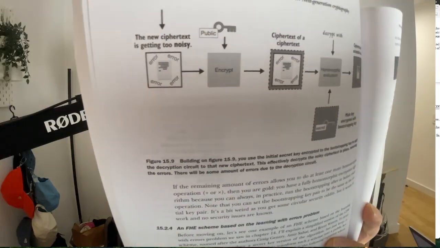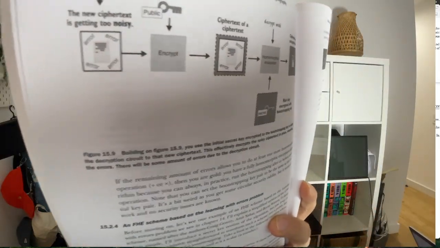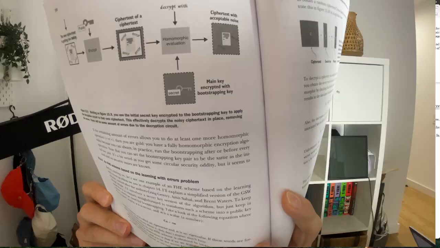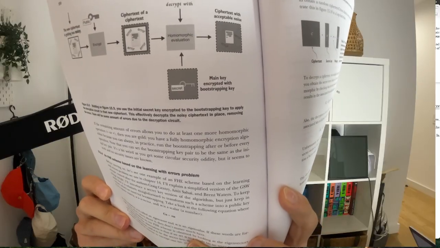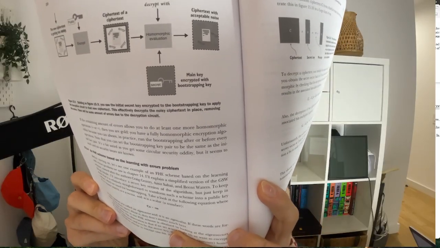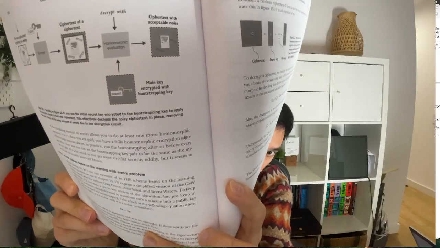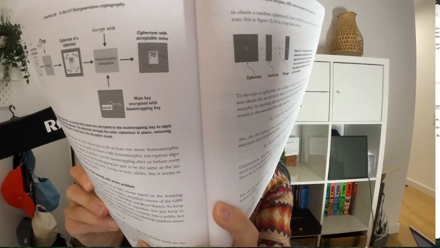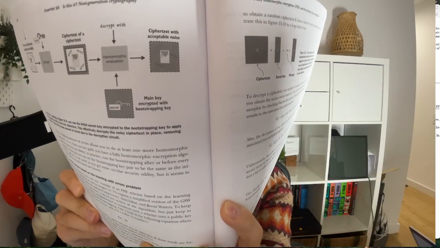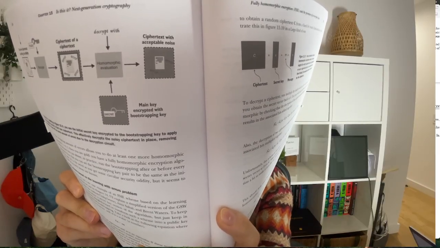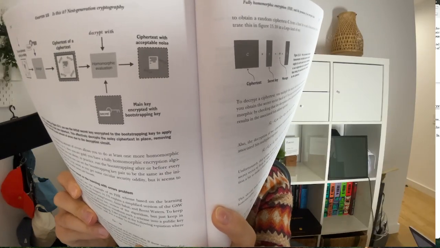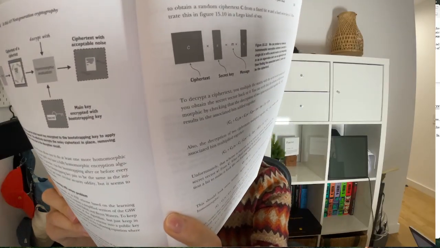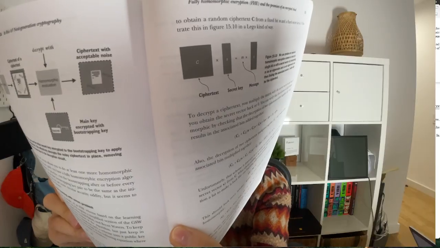And what you do in this homomorphic function is you decrypt what's inside. By decrypting it, you just get a ciphertext with acceptable noise. And when you decrypt it, you need to decrypt it with a key, and that key is encrypted as well. Otherwise, what's the point, right? And then you get a new ciphertext, but encrypted with a different key.